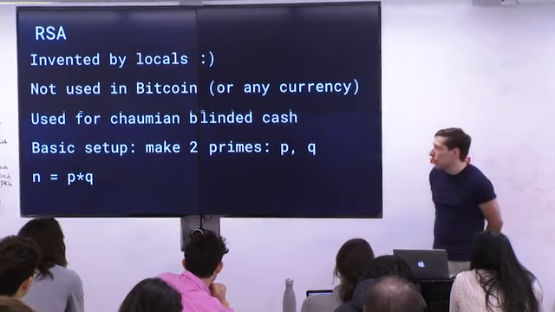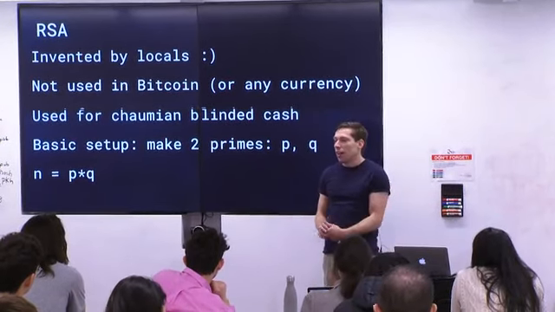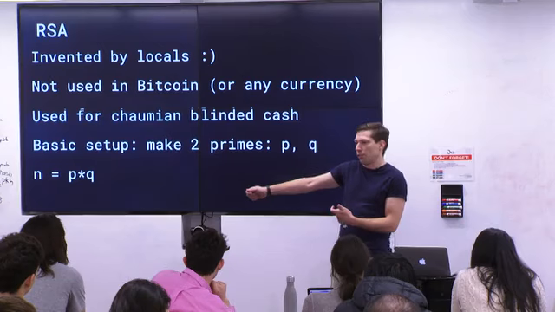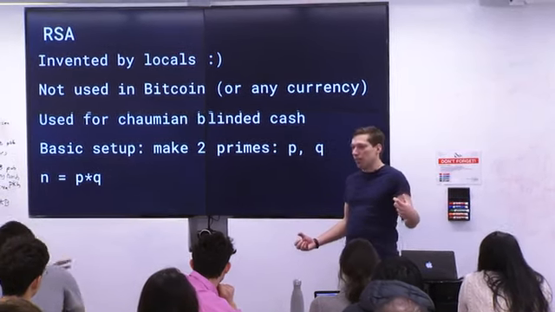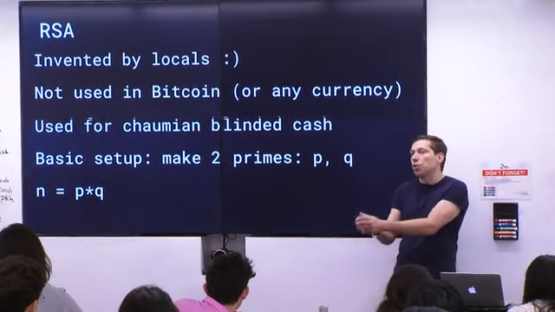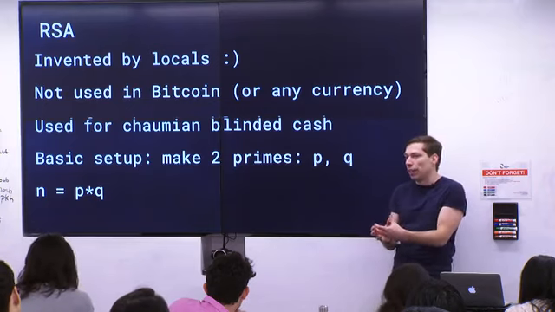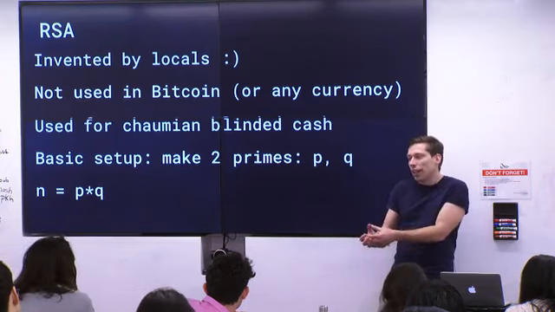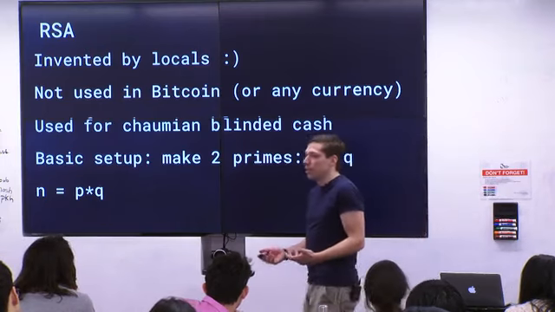It was used in Chaumian blinded cash because you can do blinded signatures, where you say, okay, I'm going to have you sign something for me. And then after you give me the signature, I can pull apart the signature. I'll have you sign something that you don't know what you're signing, right? I'm going to mask this message and blind it so that you sign the message, and then I can get your signature on the real message without you knowing what you signed.